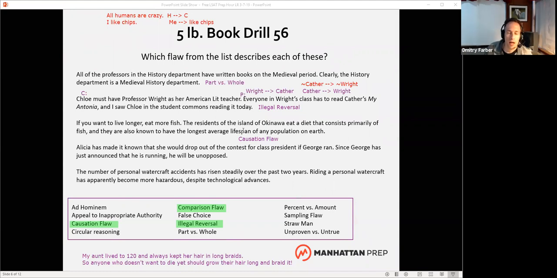Okay, next one. Alicia has made it known that she would drop out of the contest for class president if George ran. Since George just announced he's running, he will be unopposed. Okay. So if George runs, Alicia's going to drop out. So George has got no opposition, right? What's the problem with this?